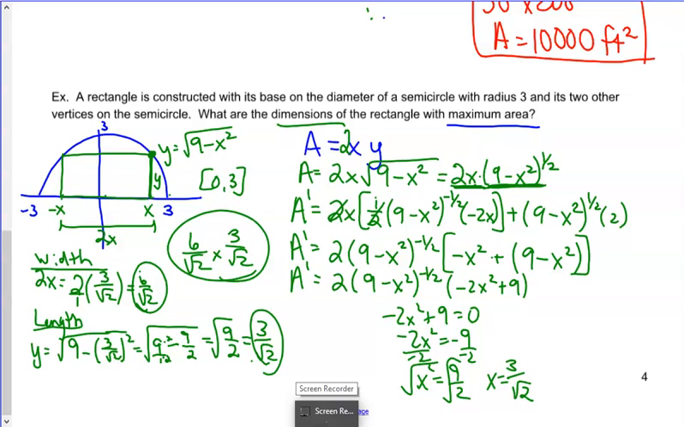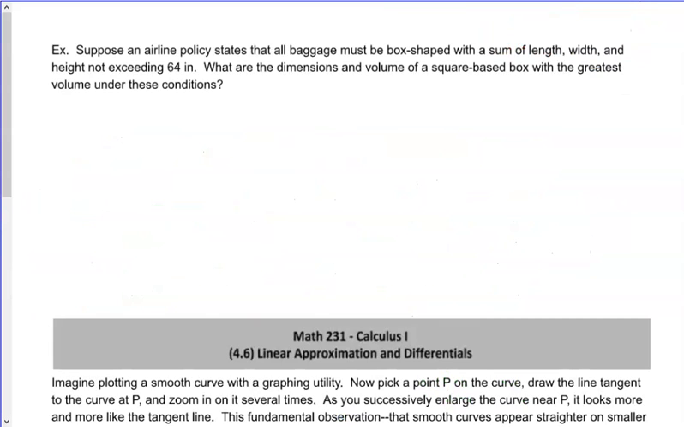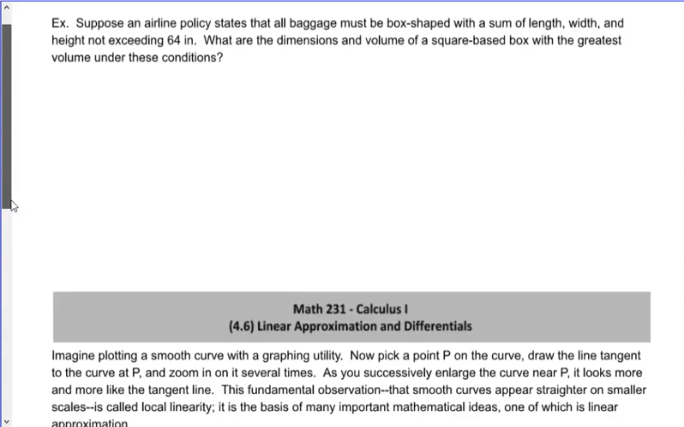All right, so our last one is going to be in our optimization section, dealing with some volume. Suppose that an airline policy states that all baggage must be box-shaped with a sum of a length, width, and a height not exceeding 64. So it can't go over 64. It can equal 64, but it can't go over. Find the dimensions and the volume of a square-based box with the greatest volume under these conditions. The greatest volume. That's the objective function right there. That's the objective, and this piece right here is my constraint.